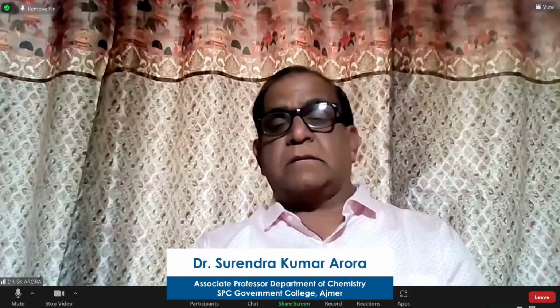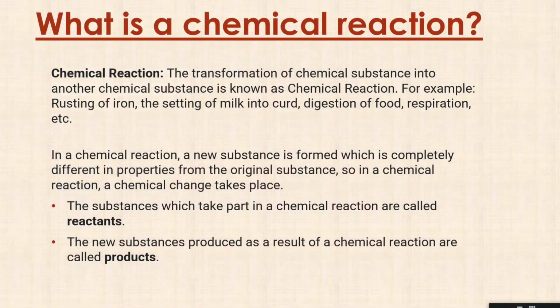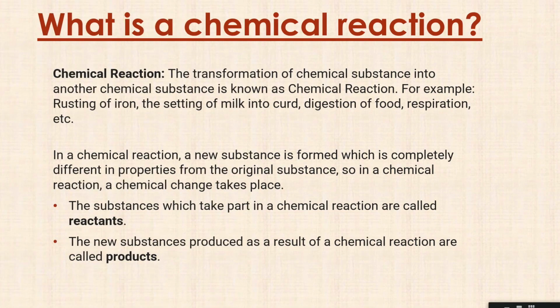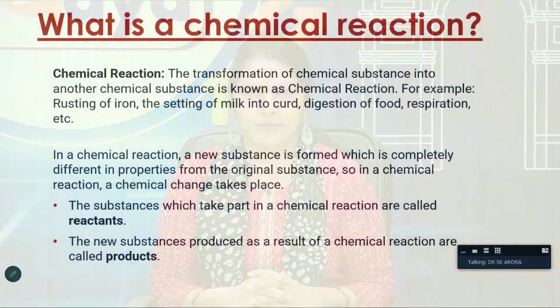Now, what is a chemical reaction? The transformation of chemical substances into other chemical substances is known as a chemical reaction. For example, rusting of iron, the setting of milk into curd, digestion of food, respiration, etc. are examples of chemical reactions. In a chemical reaction, a new substance is formed which is completely different in properties from the original substance.